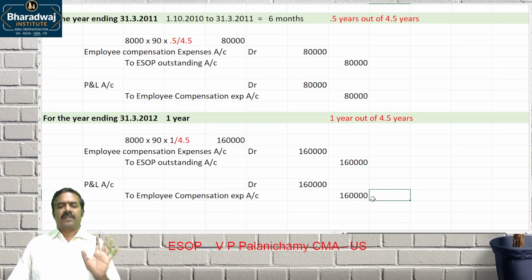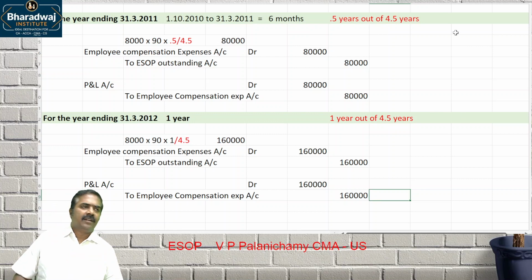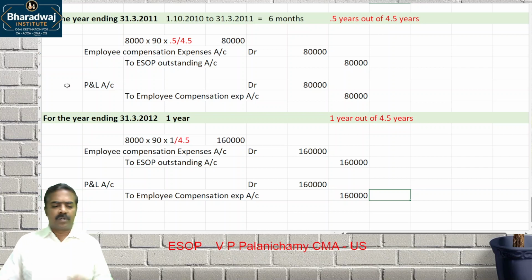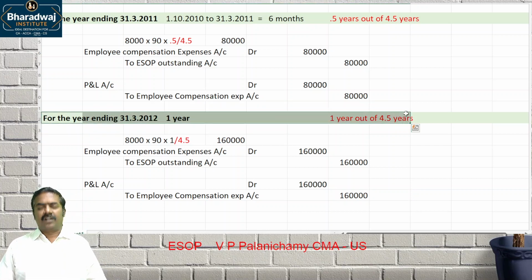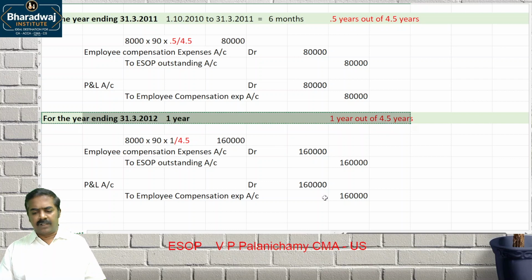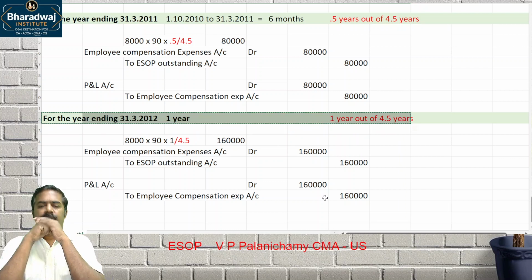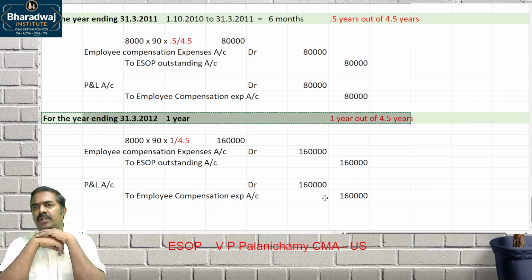As on 31st March 2012, we know how many options are there? 8,000 options are outstanding. The cancellation or lapsing of options we do not know on 31st March 2012. So let us create a provision. Let us assume you are preparing or finalizing accounts on 31st March. On this day, how many options are outstanding? 8,000 options are there. Subsequent cancellations or lapsing, we will see later. Any doubt in it? Please ask. So how many years over now? 1.5 years over.